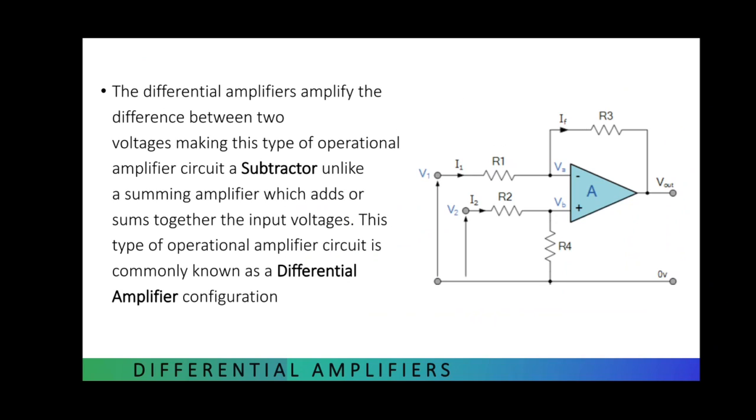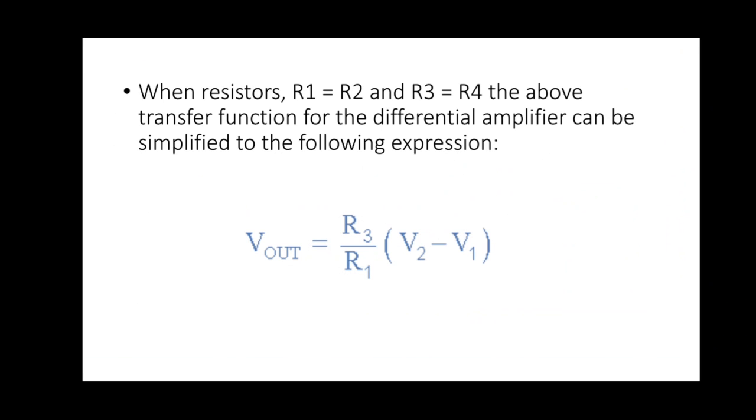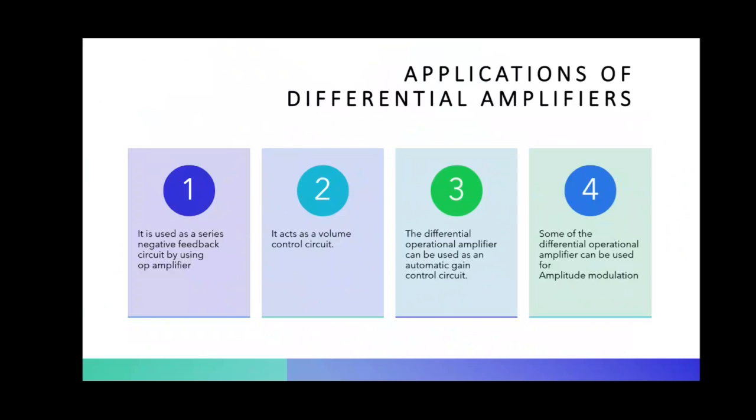This type of operational amplifier circuit is commonly known as a differential amplifier, and the configuration is shown here. The output voltage is given by R3 by R1 into V2 minus V1. The applications of differential amplifiers: it is used as a series negative feedback circuit, and it acts as a voltage control circuit. The differential operational amplifier can be used as an automatic gain control circuit. It can also be used for amplitude modulation.